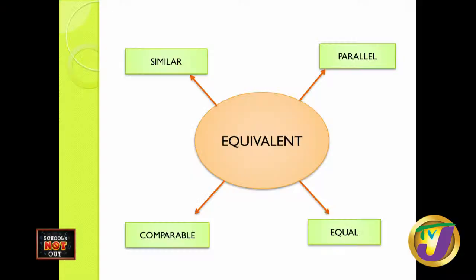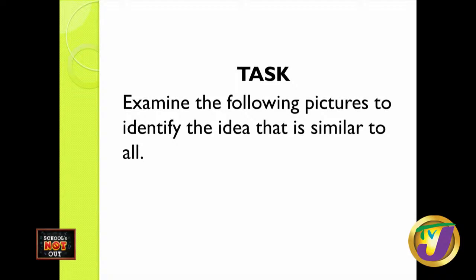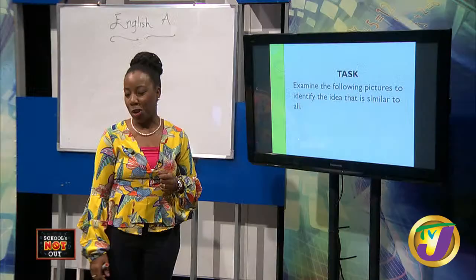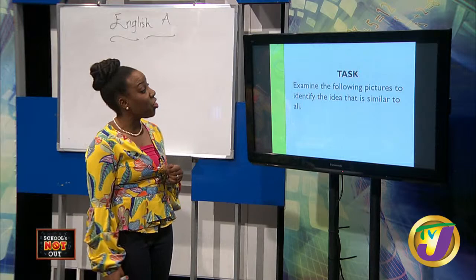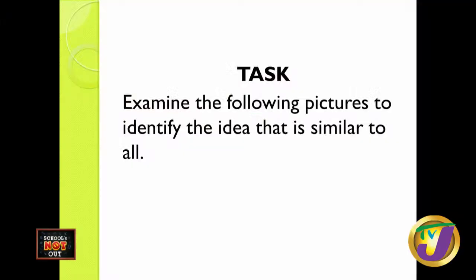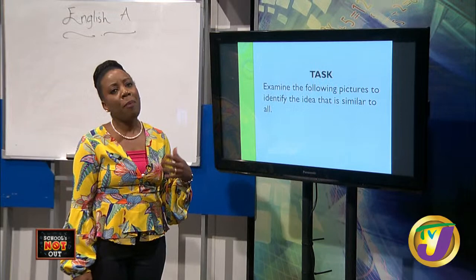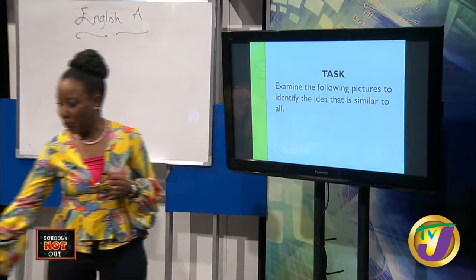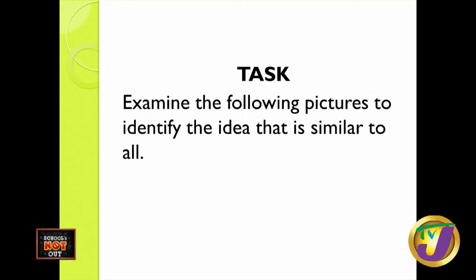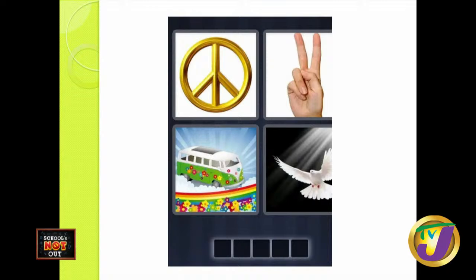Now, to further prepare your brains for this lesson, we're going to do an introductory activity. Your task is to examine the following pictures to identify the idea that is similar to all of them. If you're familiar with the game called Four Pics, One Word, that is what we are going to do. So look at the picture. We have four pictures here. What is the idea that is common to all pictures? A clue? A five-letter word.